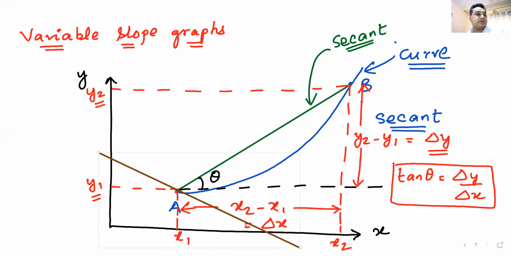Yes or no? This is the tangent which is drawn at the point A. We understand this? It is cutting the curve at one point. We understand this?